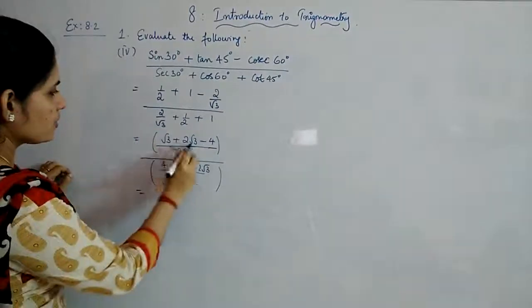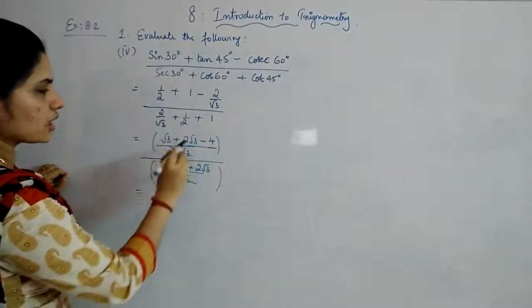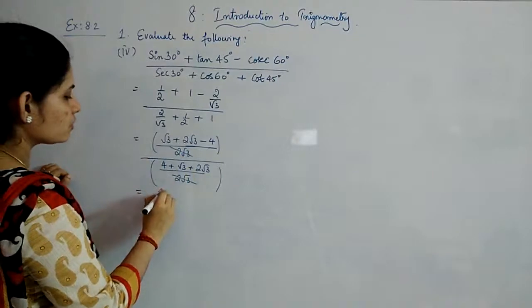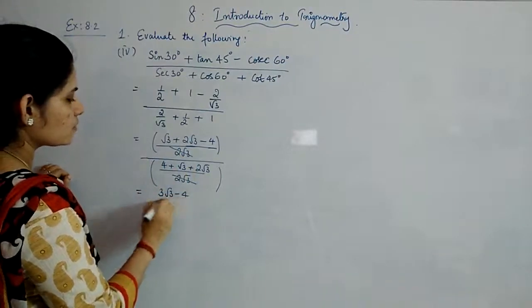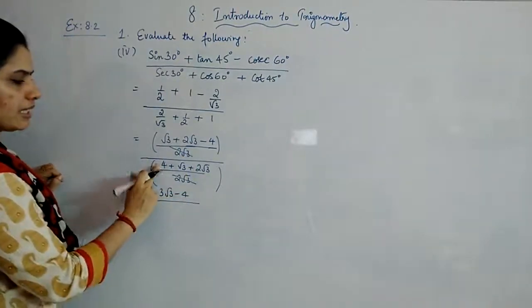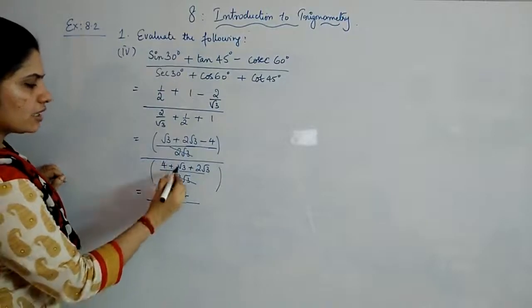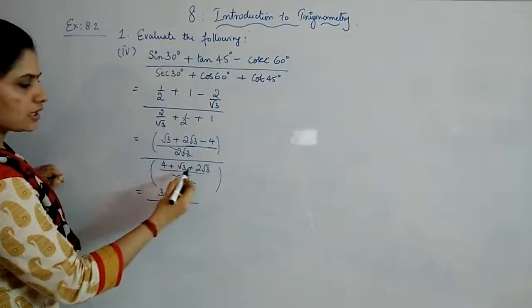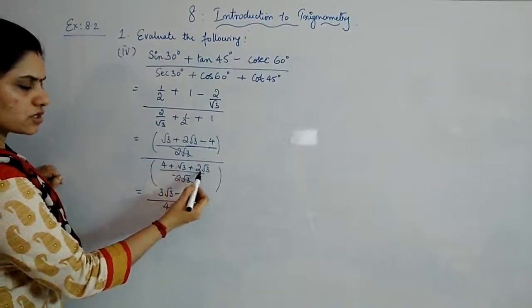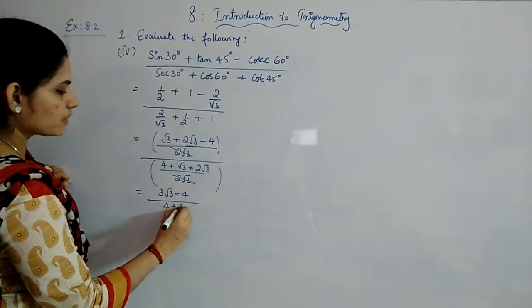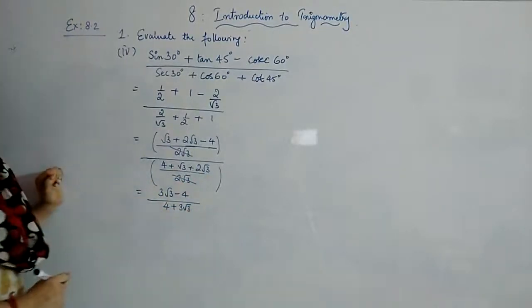Now you have root 3 and 2 root 3. Root 3 plus 2 root 3 will give you 3 root 3, minus 4, divided by this term. Again here you have 2 terms, one is 1 root 3, the other one is 2 root 3, that will also give you 3 root 3. So it is 4 plus 3 root 3.